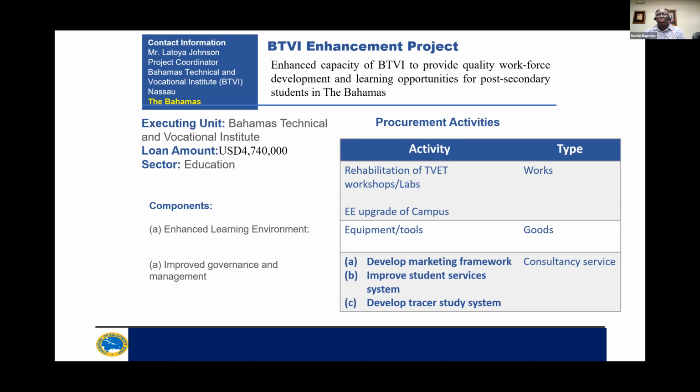There is some work to do in improving the student services, as well as we want to assist them with a national qualifications framework and the capacity for a tracer study system. So those are areas that I'm sure some of you here would be keen to express an interest in once the advertisements come out over the next 2 to 3 months.